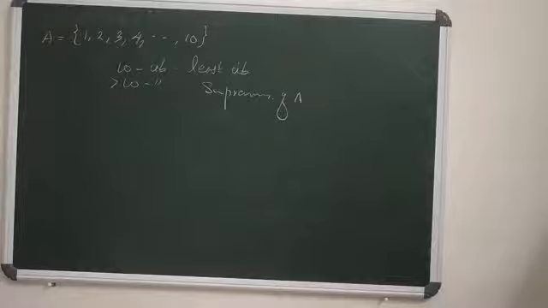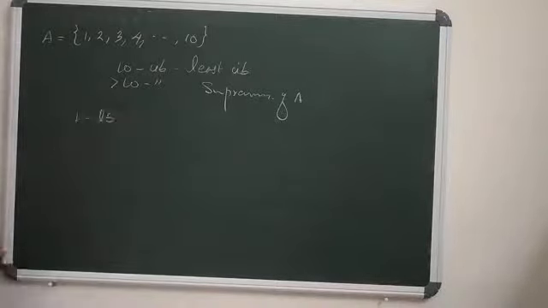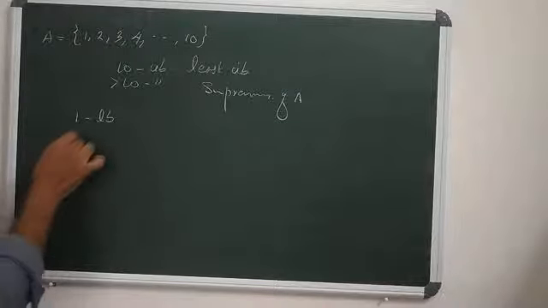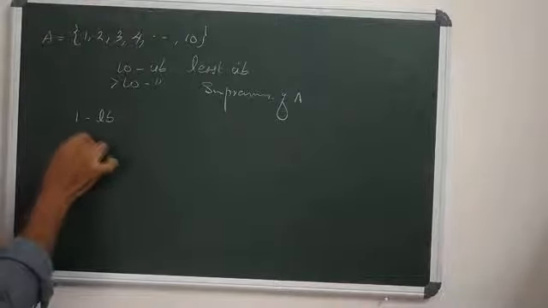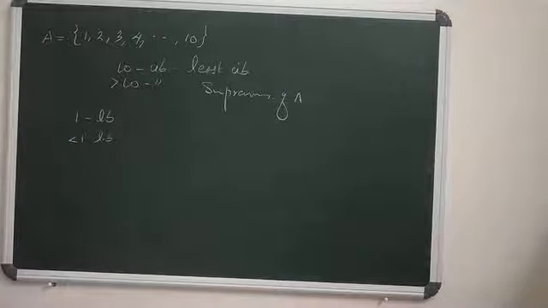Similarly, here 1 is a lower bound. How many lower bounds are there? There are infinitely many lower bounds. All the numbers less than 1 are also lower bounds. But which is the largest lower bound here? 1 is the largest lower bound.